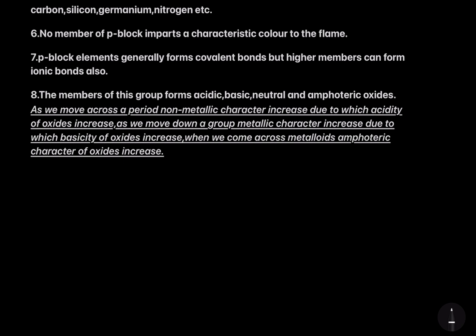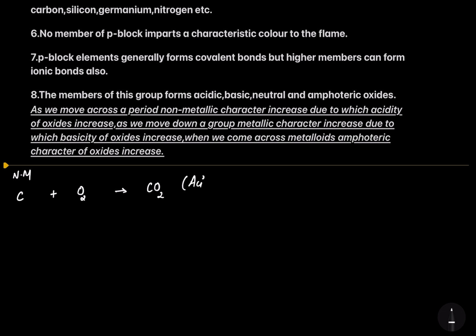I'm taking some examples of oxides. Let's take the example of carbon. First of all, carbon is a non-metal. The oxide of carbon will be C plus O2, it's going to form CO2. The CO2 is an acidic oxide.